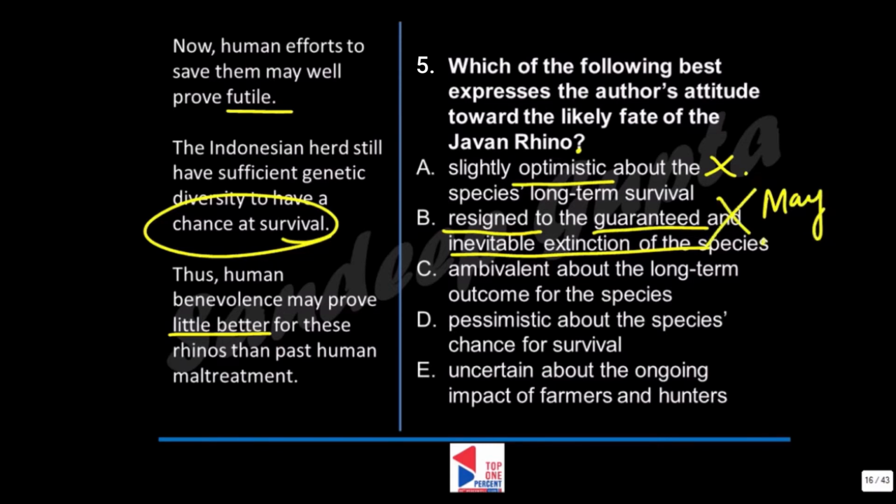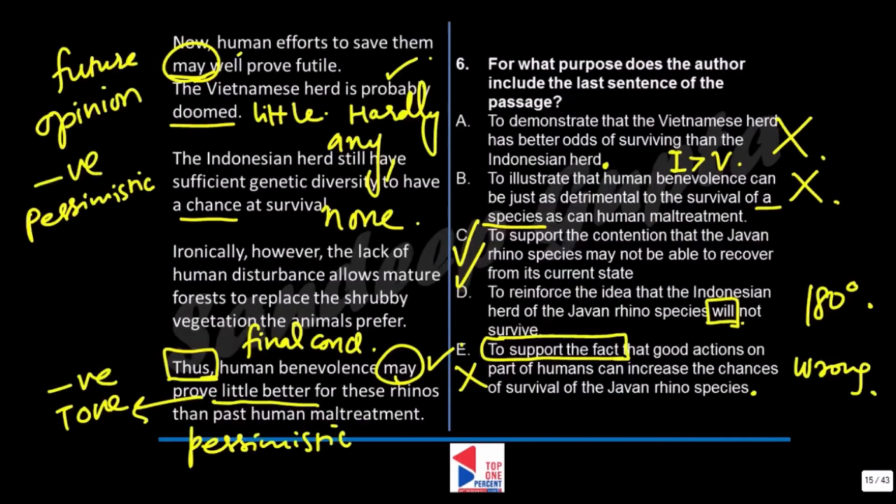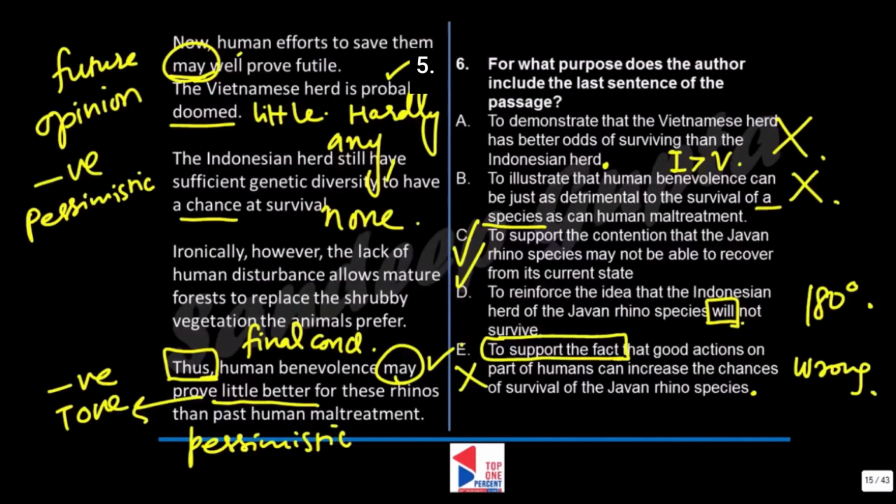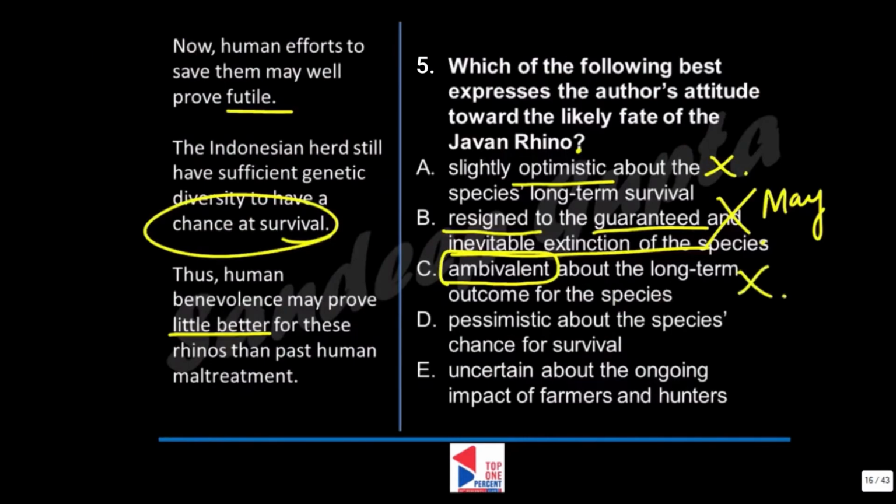This is too strong an opinion for this. Ambivalent means the author is uncertain. In the morning the author wakes up and feels these species will not survive. In the evening the author feels these species will survive. So very clearly ambivalent is not the right thing, because I have told you in Octave the opinion cannot waver. It is unwavering. So ambivalent means wavering, and that is why automatically wrong.